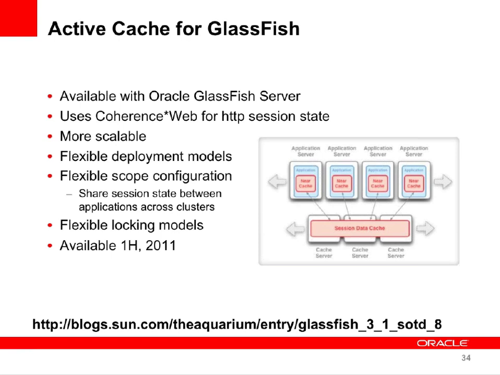And a nice feature that Active Cache for GlassFish and Coherence Web offer is the ability for flexible scope configuration. And that means different applications, perhaps even across different clusters, can share the same session state. And this is useful, for example, if you're one company that has multiple websites that you manage, you can actually share the session state through different applications and different clusters using this model. So it's actually really nice.